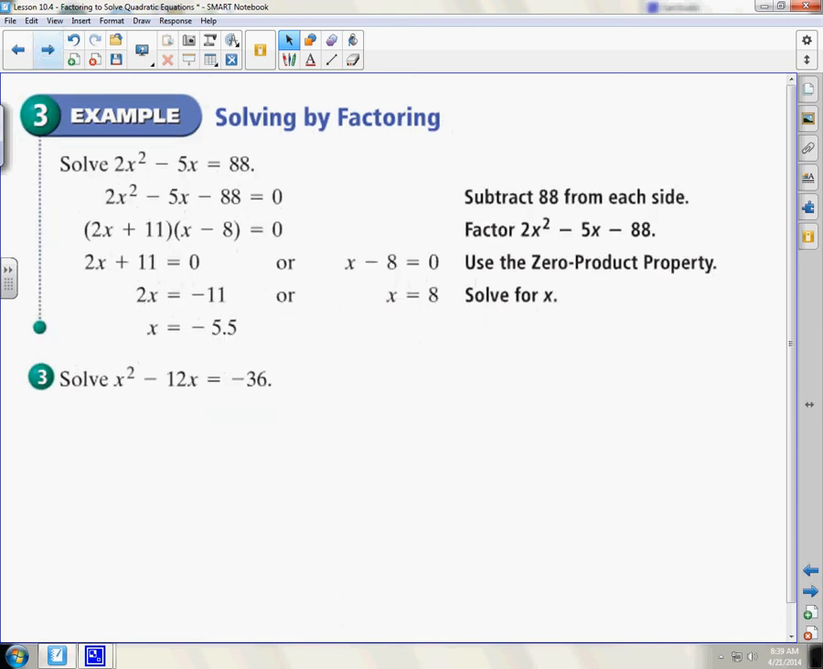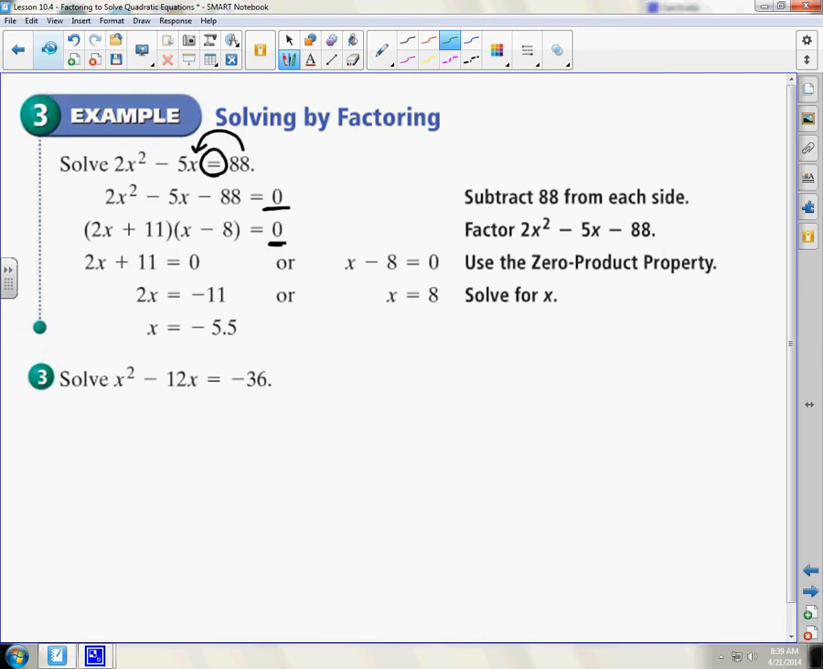All right, solving by factoring. Now here's a little bit tougher of an equation. If you notice, it has an equal sign and then the 88. So your first step is going to be to move the 88 to the other side so that you only have 0 on this side. It's a little bit different than what we've done in the past, where we've tried to keep the sides balanced. Now you want to get everything onto the left side so that you only have 0 on the right. Okay, so try number 3, and then we'll go over it.